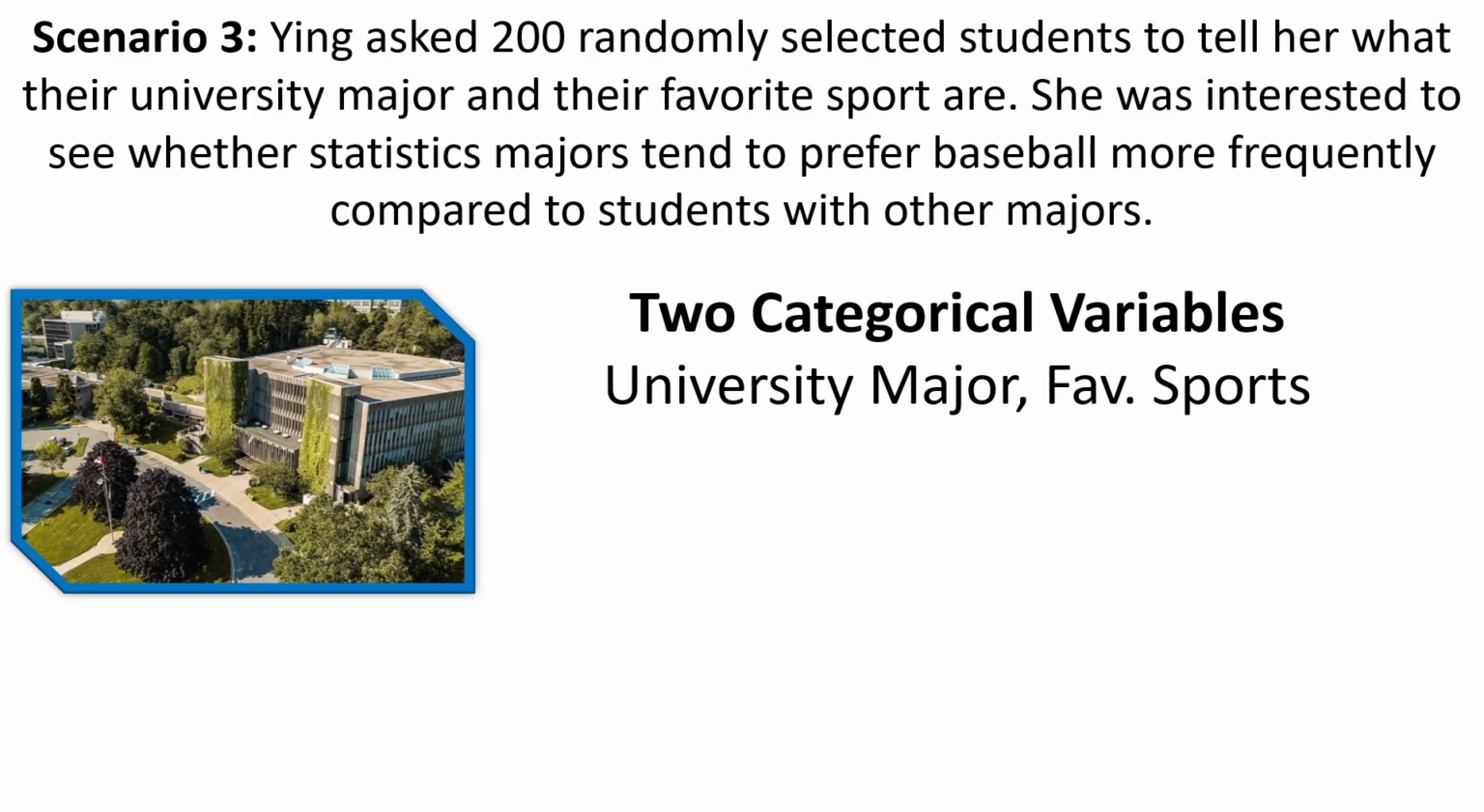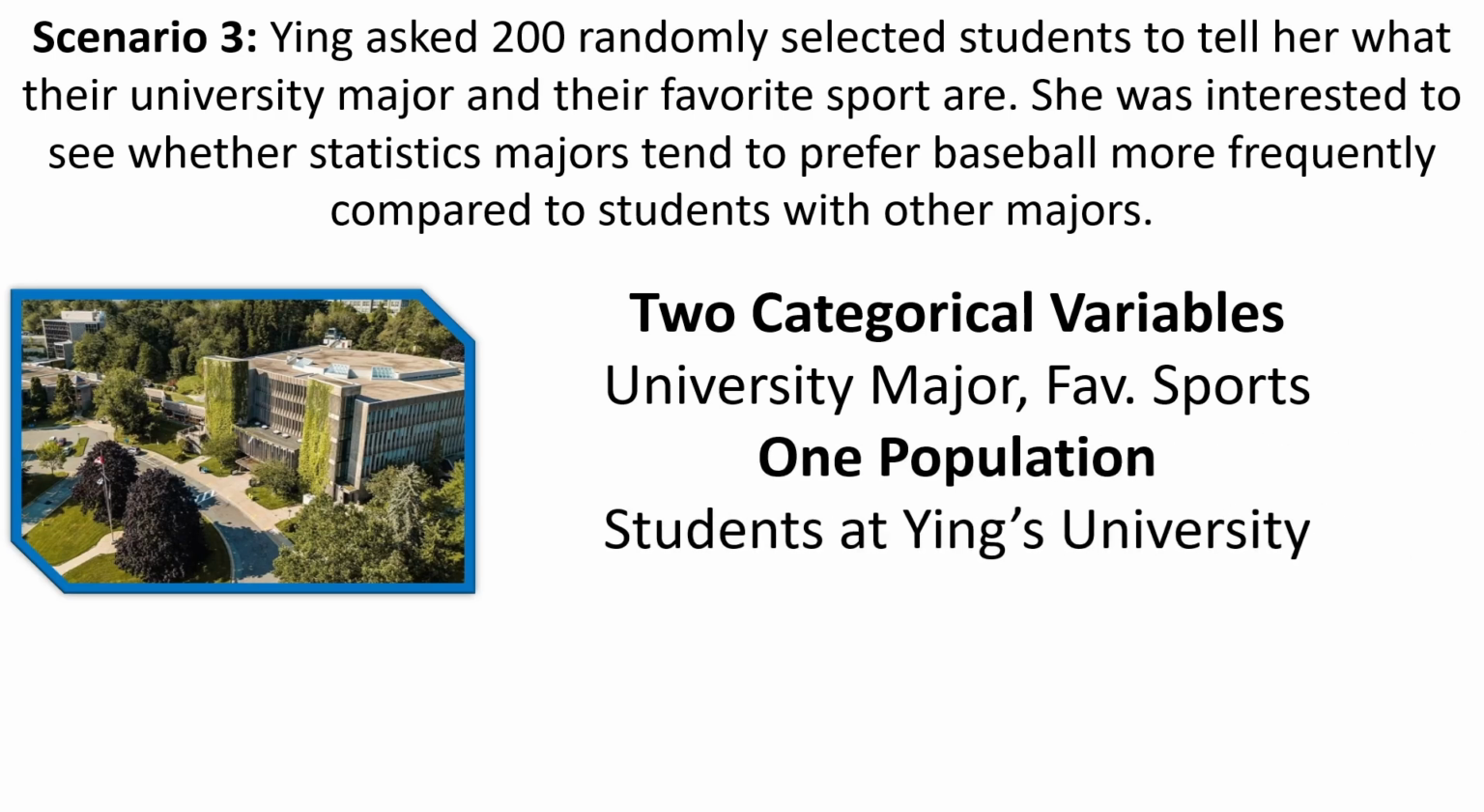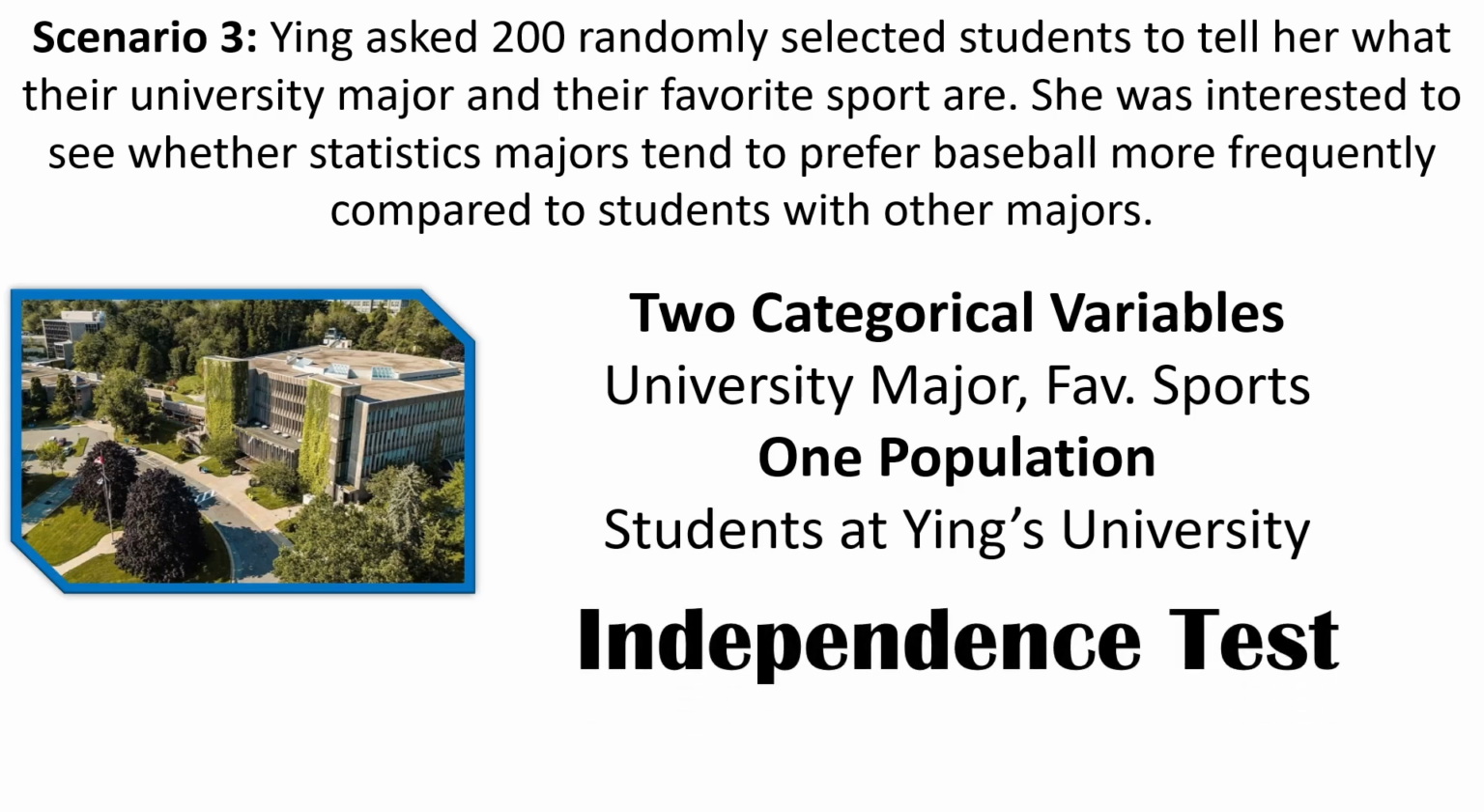Notice the word independent or dependent doesn't appear in the scenario, but it should nevertheless be clear because the only chi-square test for which there are 2 categorical variables is the independence test. And by the way, you have to recognize that these are categorical variables. There's one population, which is the other condition for an independence test, and so that's what it is.